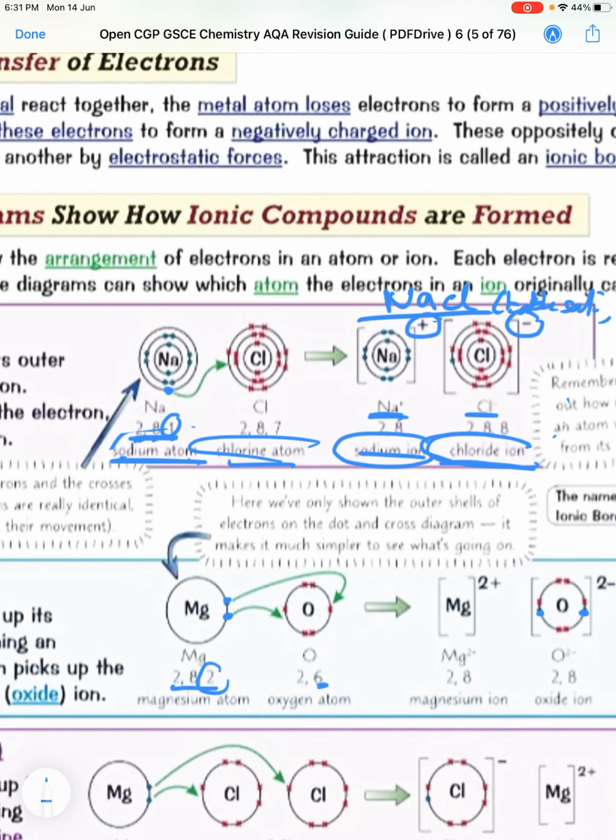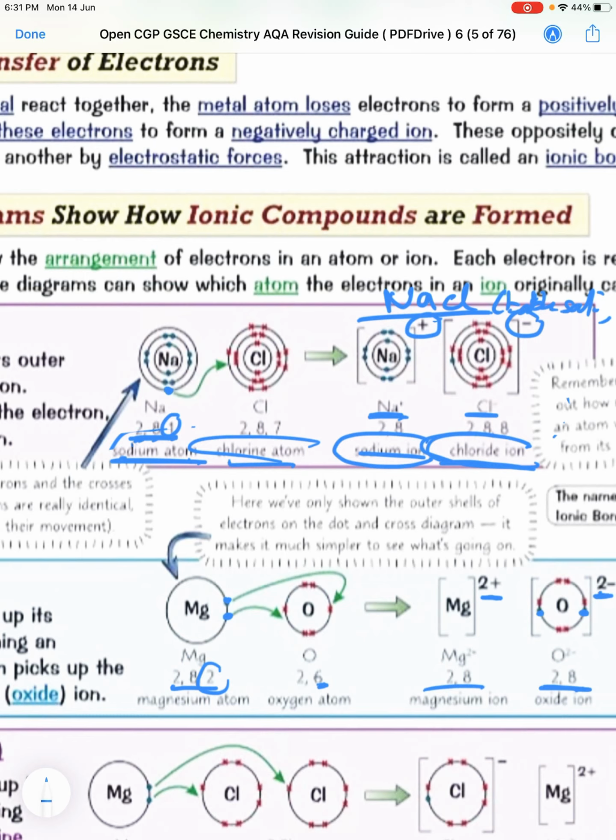So now the oxygen has a complete outer shell of 8, and the magnesium also has a complete outer shell of 8. Magnesium lost 2 electrons, so it will show Mg 2+. This 2+ shows that it lost 2 negative electrons. And oxygen has a 2- showing that it has 2 extra electrons. That's why it has a 2-.